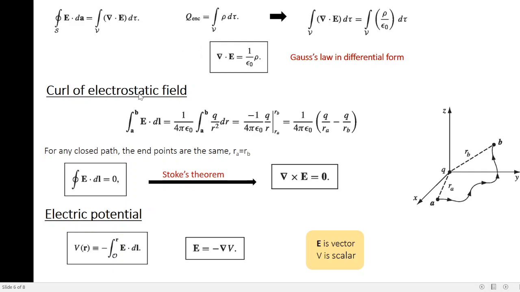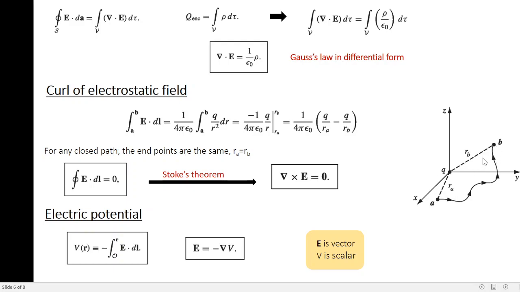Now coming to the curl of the electric field, suppose you have a source charge small q at the origin and there is a field E associated with it. Now you want to move a particle from point A to point B inside this electric field. Let's compute the line integral from A to B of E dot dl. Substitute for the electric field using Coulomb's law and do the integral. You get 1 by 4 pi epsilon naught times q by Ra, the position vector of point A, minus q by Rb, the position vector of point B.